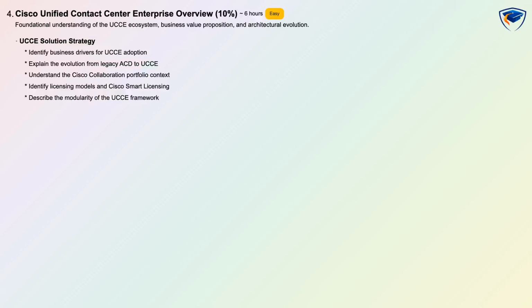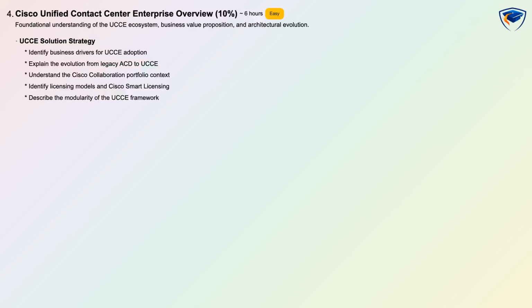Cisco Unified Contact Center Enterprise Overview, 10%, gives a foundational understanding of the UCCE ecosystem, business value proposition, and architectural evolution and is rated easy with about 6 hours of study. You will identify business drivers for adopting UCCE, explain the evolution from legacy ACD systems to modern UCCE architectures, and place UCCE in the Cisco collaboration portfolio context.